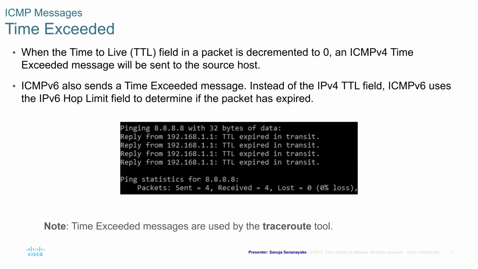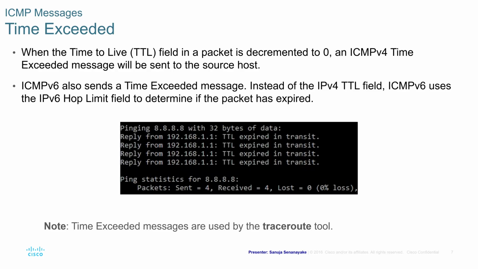Time exceeded. When the time to live or TTL field in a packet is decremented to 0, an ICMP version 4 time exceeded message will be sent to the source host. So the source where the initial message was sent out will receive a time exceeded message back. And ICMP version 6 also sends a time exceeded message. Instead of the IPv4 time to live field, ICMP version 6 uses the IPv6 hop limit field to determine if the packet has expired.